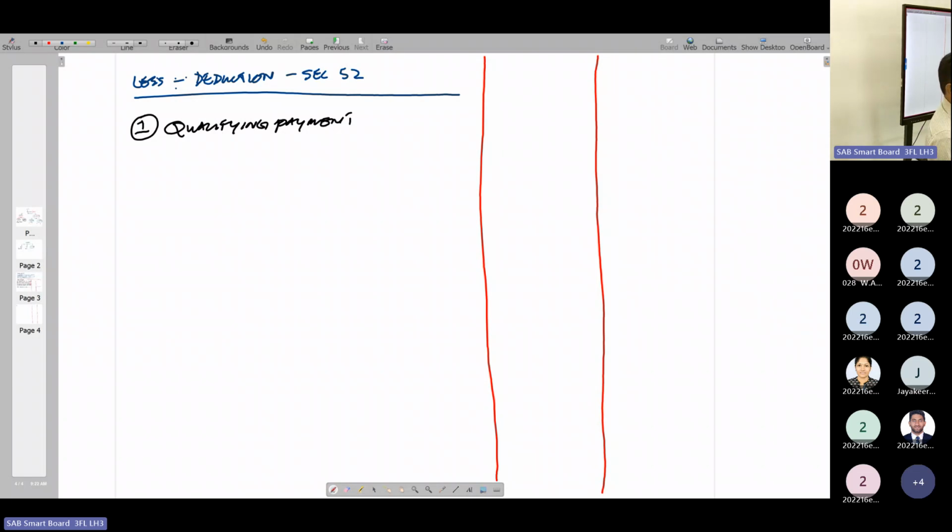Remember that for donation to approved charity, there is a maximum limitation. In case of an entity, it is one-fifth of taxable income or 500,000, whichever is lower, and that is the amount we can deduct.